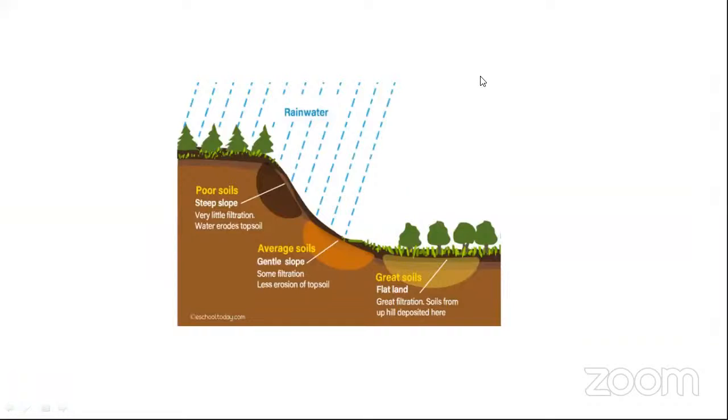Yesterday, in the previous class, while we were discussing topography, I forgot to add this image, but today I'm showing it. Here in the upper part, you can see poor soils on steep slopes, with very little infiltration, so whatever soil there was is completely eroded. In the average region, there is a gentle slope, so you can see some amount of infiltration and the loss by erosion is very little. But down here, on flat land, you can see very good infiltration and very good deposition, highly fertile soils, and very good conditions.